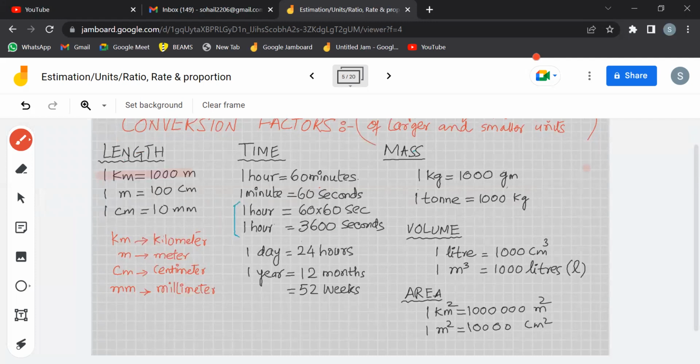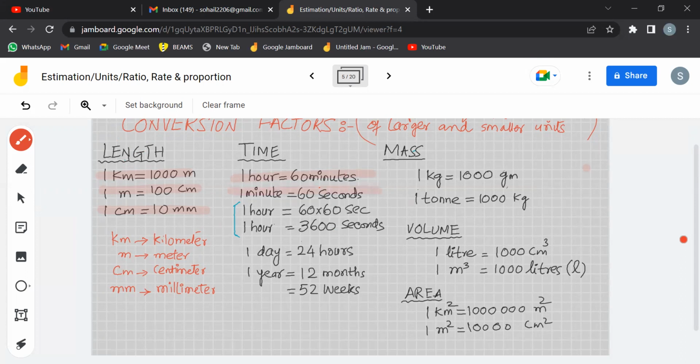1 meter is equal to 100 centimeters. 1 centimeter is equal to 10 millimeters, mm. For the time, 1 hour is equal to 60 minutes. 1 minute is equal to 60 seconds.